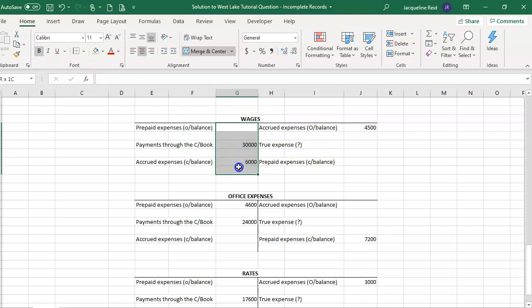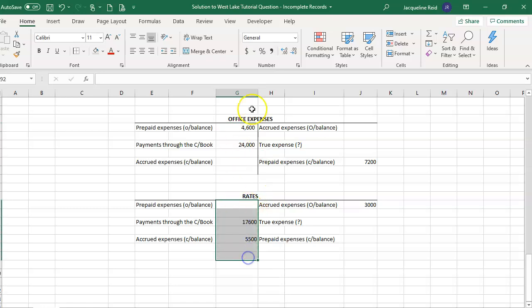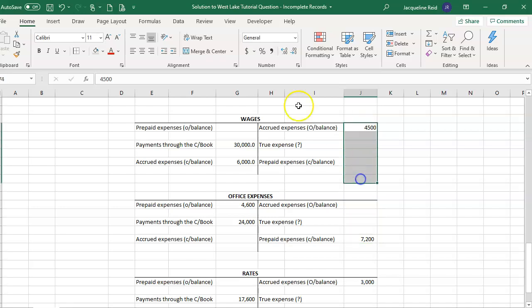All right, so let us pretty up our figures. Put in the thousands so I can see what we're doing. Likewise for this, let's pretty that up so we can see what we're dealing with. So the only thing we need to do now is to balance off the account so that we can determine the actual expenses for the period.